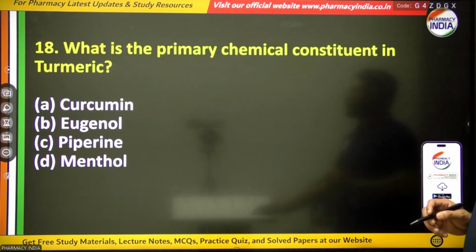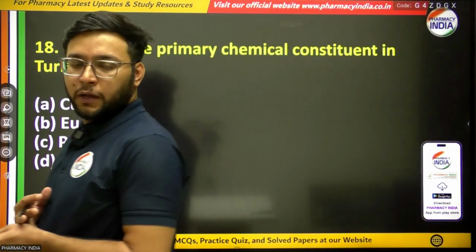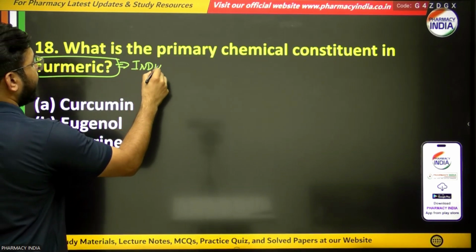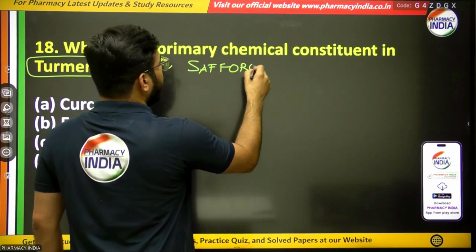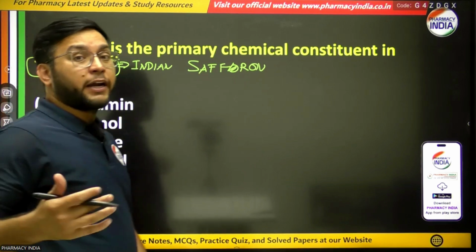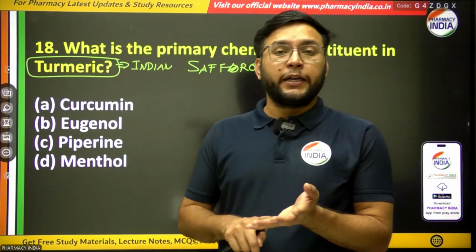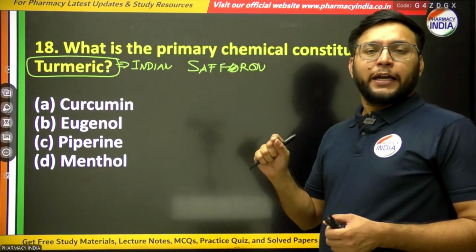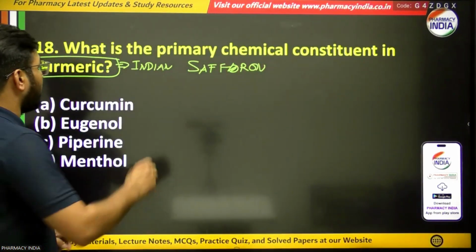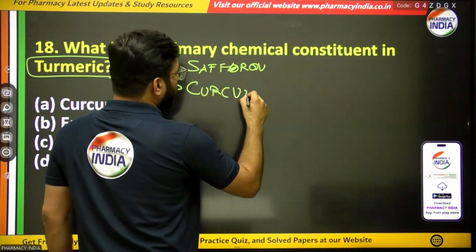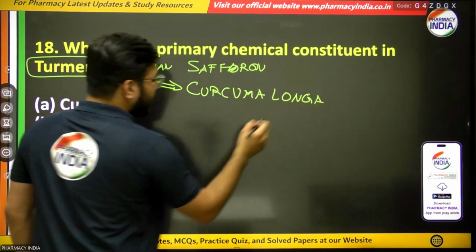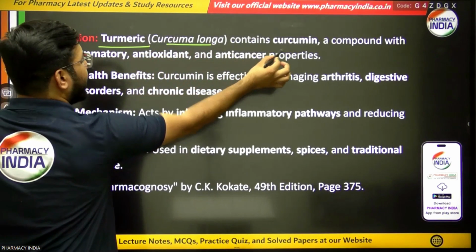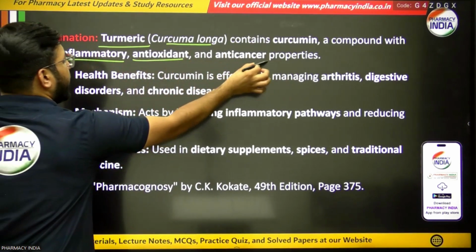What is the primary chemical constituent of turmeric? Turmeric means haldi. Turmeric is known as Indian saffron. Yes, Indian saffron. Let me make it very clear, Indian saffron, because it is having a vast variety of properties. It is used as anti-inflammatory, antiseptic, antibacterial. So due to these properties, it is called Indian saffron. Saffron means kesar. The biological source of turmeric is Curcuma longa. So automatically what it designates is curcumin. Curcumin we are getting from the turmeric, a compound which is having anti-inflammatory, antioxidant, anti-cancer properties.